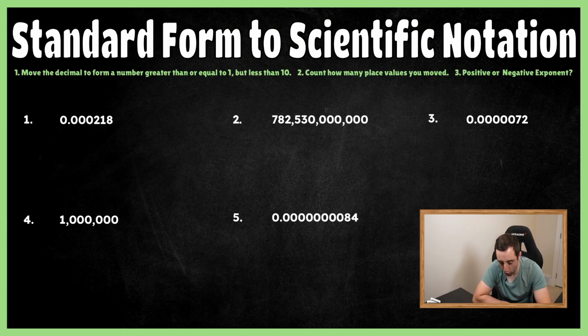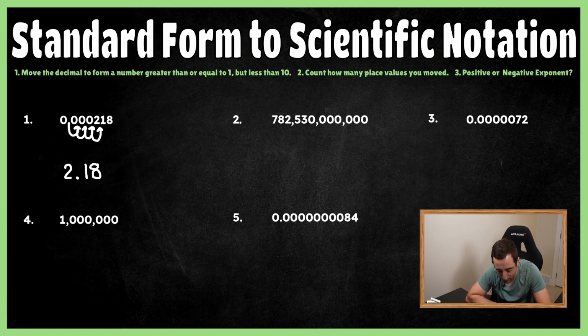So if we take a look at number 1, our goal here is to make a number that is going to be greater than or equal to 1, but less than 10. So that's my first step that I have in green there. So let's go ahead and move the decimal point to the right. That way we can get a number that is greater than or equal to 1, but less than 10. So I'm going to move it once to the right, twice, 3 times, and then on the 4th move, it's going to be between that 2 and 1. So we're going to end up getting 2 and 1800ths. Well, 2 and 1800ths definitely is greater than or equal to 1, but less than 10. So it falls in that range that we need.